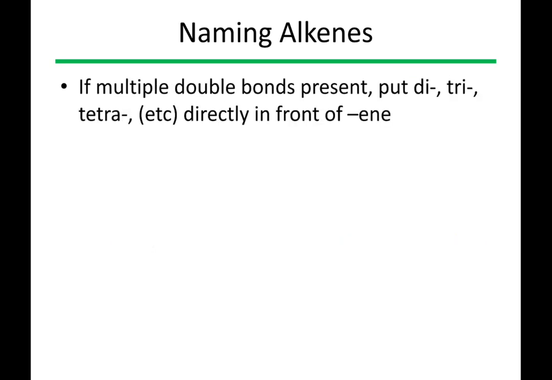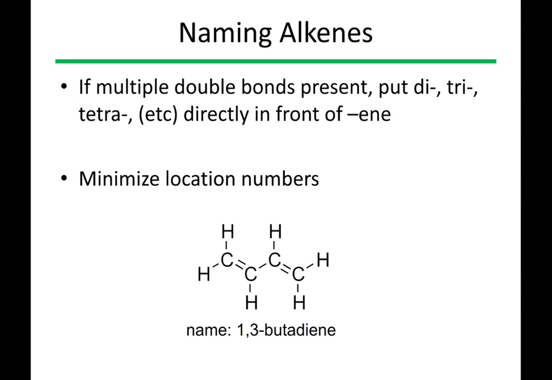If multiple double bonds are present, we have to indicate this by putting di, tri, or tetra in front of the -ene, and we also have to say the position of all of these bonds. Again, we will try and minimize the location numbers, so we'll find the shortest possible to the first bond, and so on and so forth. So here's an example where we have 2 double bonds. We could draw it like this in the line angle form. And here we see that it's between the 1 and 2, and 3 and 4. So this would be a 1,3-buta for the prefix, di since there's 2 of the double bonds, and then -ene for the suffix. So this is a 1,3-butadiene.